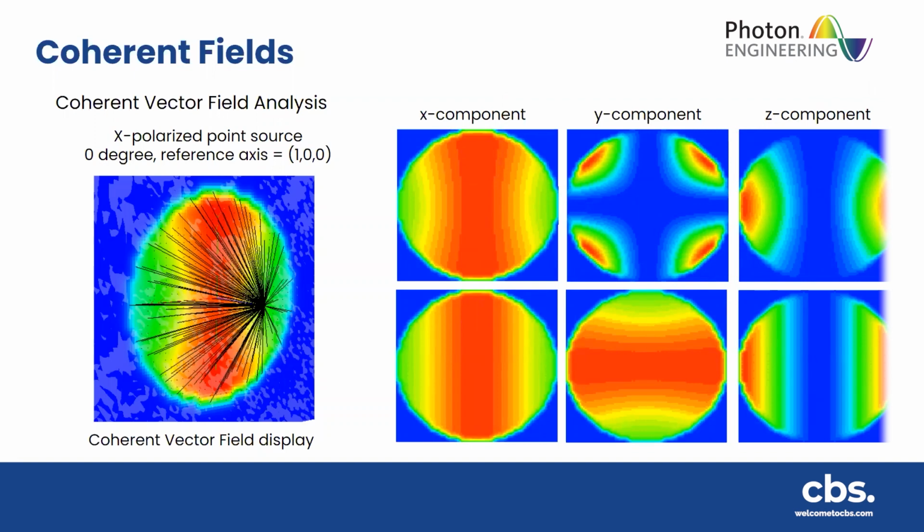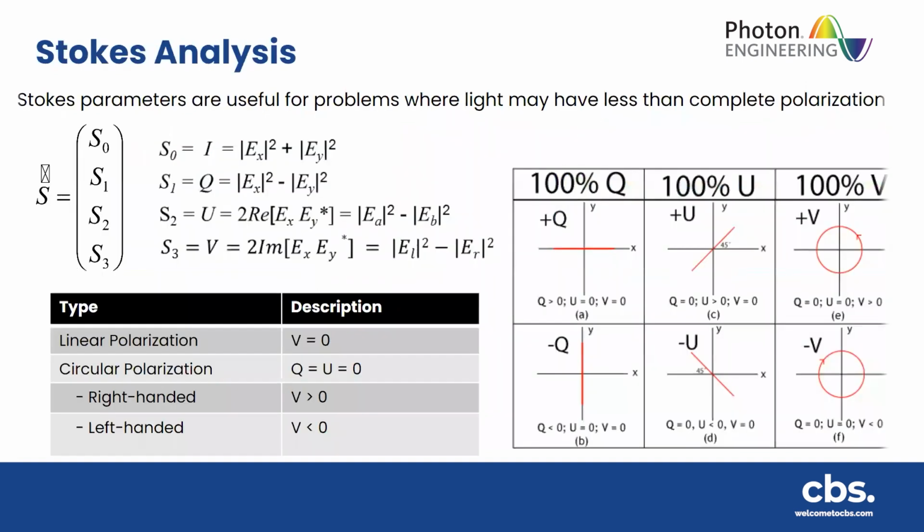And as I said, if this is a coherent source, in Fred, you can pop the coherent vector field and then switch between the components and have a look at this yourself, which I feel is quite valuable. And then a final topic I just want to mention before I do a couple of live demos.